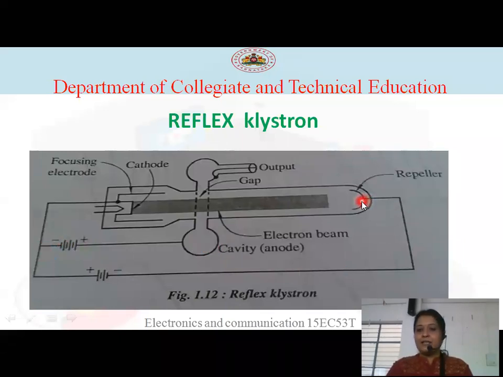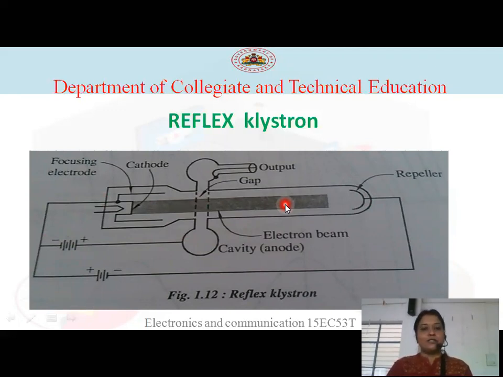And this is the repeller. It is at more negative voltage compared to the anode. Just go through the polarities here. The positive is connected to the cavity, so the anode is at more positive voltage compared to the cathode, and the repeller is more negative because the negative terminal is connected to the repeller. These polarities are important, because depending on them only, the bunching will take place.